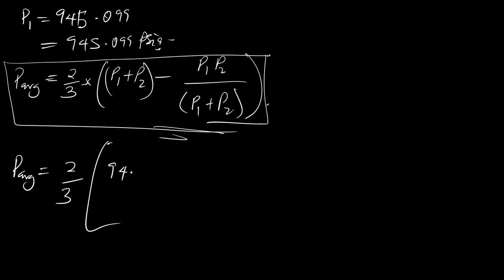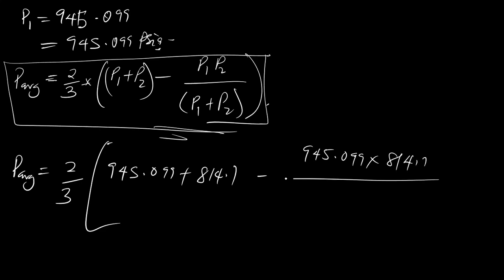So 945.099 plus 814.7 minus 945.099 times 814.7 divided by 945.099 plus 814.7. So let's calculate now.